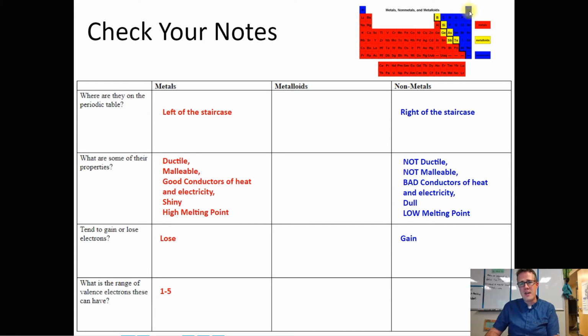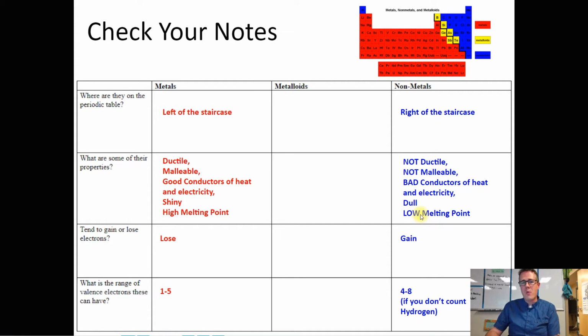The only exception to that are the last column where they already have a full shell. Those are also nonmetals, except that they don't gain or lose anything. They are technically nonmetals though. And then the last bit, they have 4 to 8 valence electrons if you don't count hydrogen. Hydrogen is the one weirdo. It only has 1.